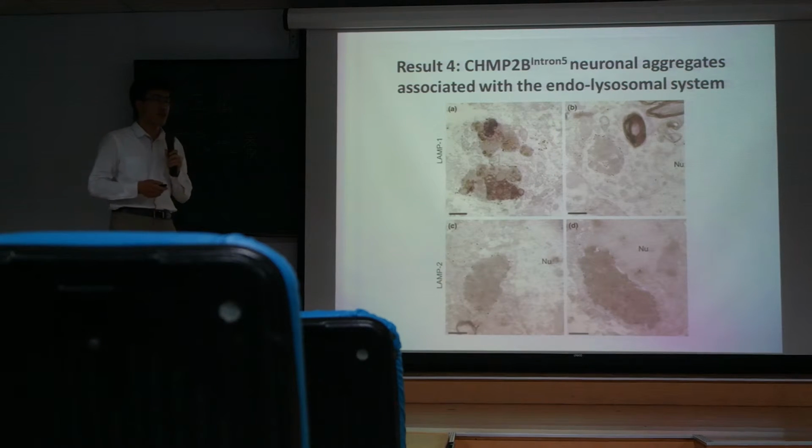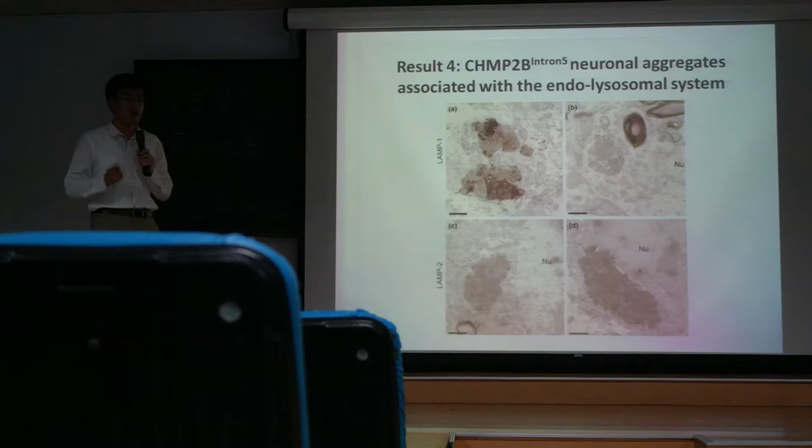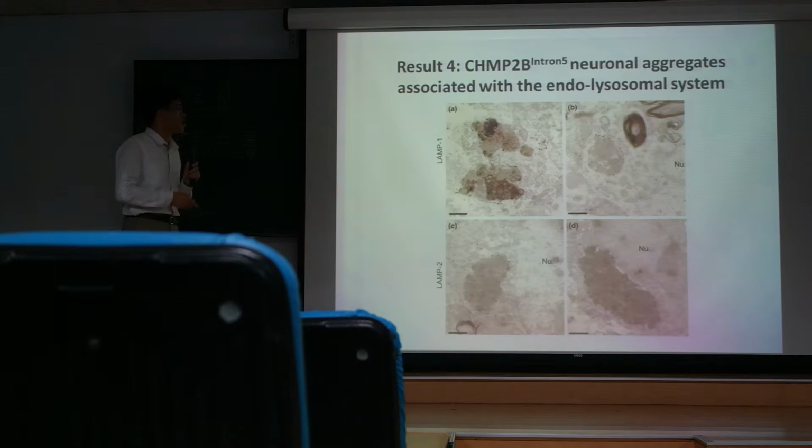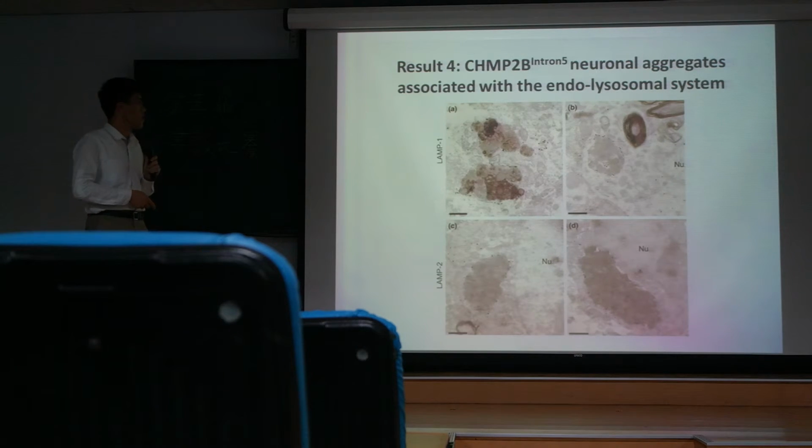To be more evidential, the author utilized antibodies to mark late endosomal proteins, such as LAMP1 and LAMP2. You can see there are lots of small black dots just nearby the autofluorescence aggregation. So we can see that the autofluorescence aggregate is highly correlated with the lysosomal system.